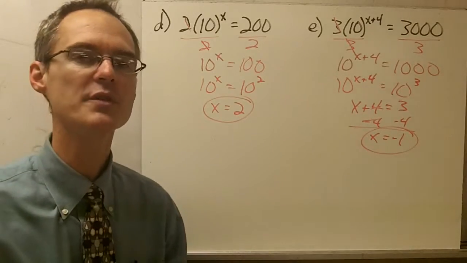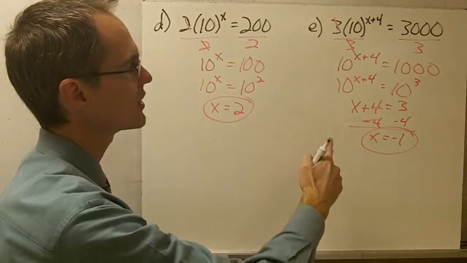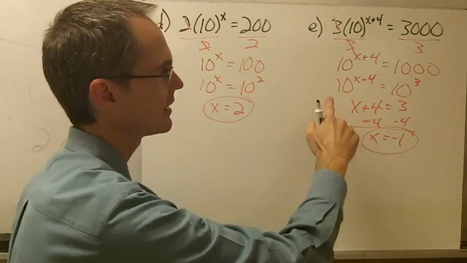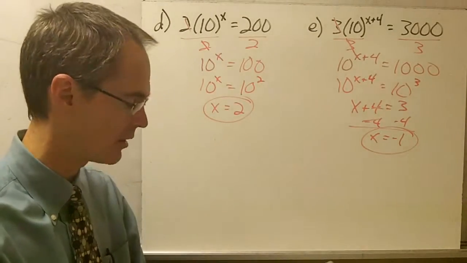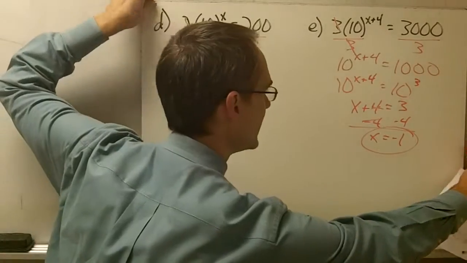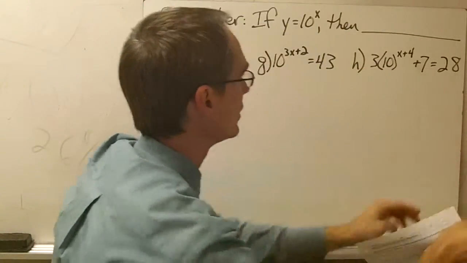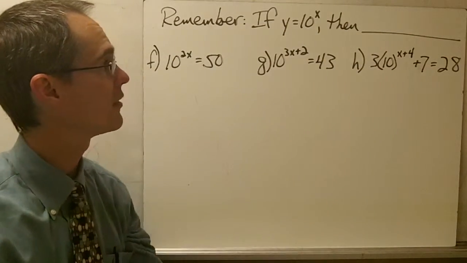So this all works fine if I can get both sides of my equation expressed as a power of 10. But what if I can only get one side of my equation expressed as a power of 10? Well, if that's the case, then I'm going to need to use logarithms to solve my equation.